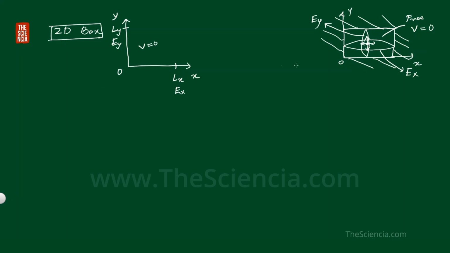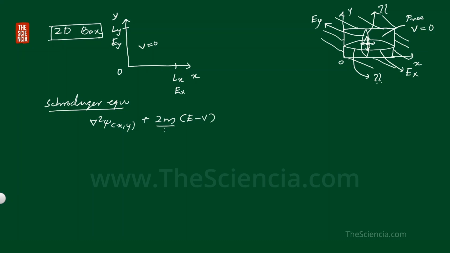Now, first of all, we have to find these wave functions. What is the wave function in the x direction and the y direction? So, how can we find the wave function? We have to solve the Schrodinger equation. What is the Schrodinger equation? That is del square psi of xy, where the wave function is a combination of x and y, plus 2m(E minus V) by h cross square psi is equal to 0, where psi is also a combination of x and y.